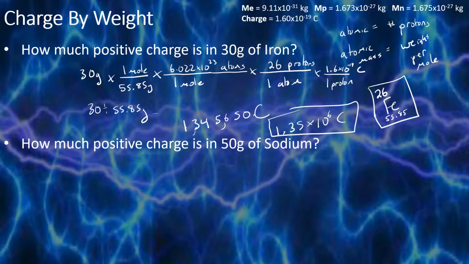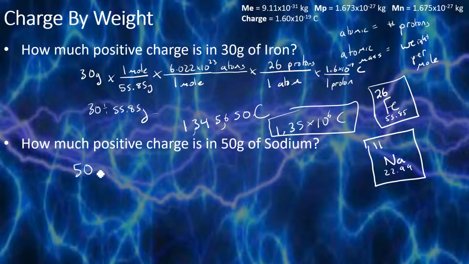How much positive charge is in 50 grams of sodium? Hopefully you actually in chemistry studied your periodic tables. So you remember your elements. Sodium is Na, and Na has an atomic number of 11 and an atomic mass of 22.99.